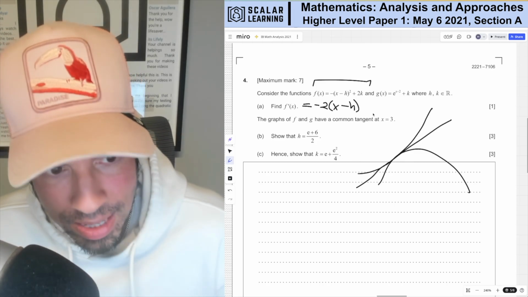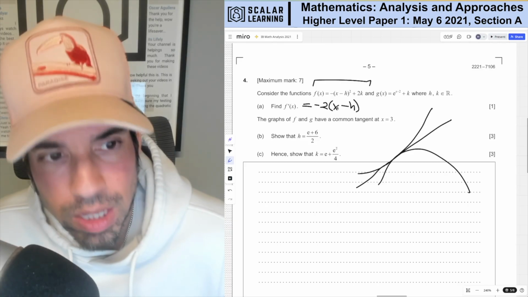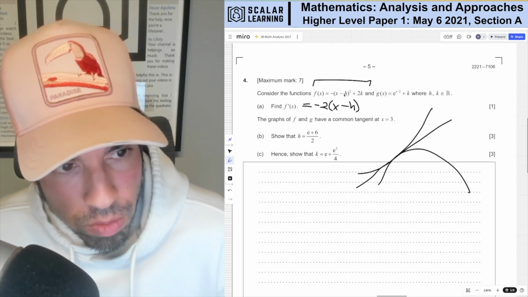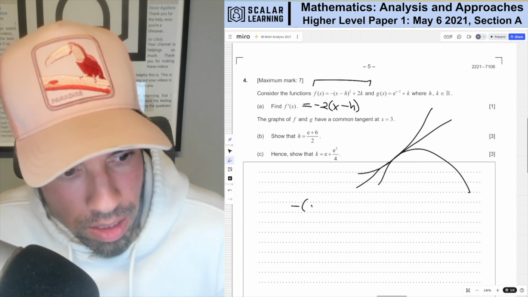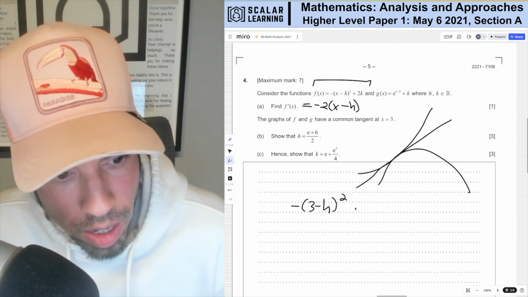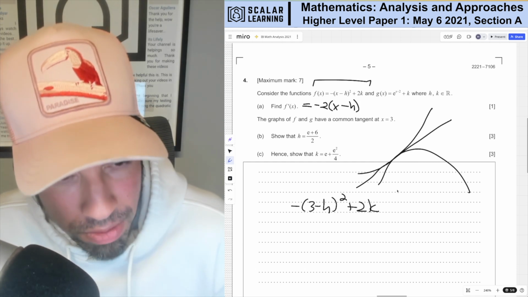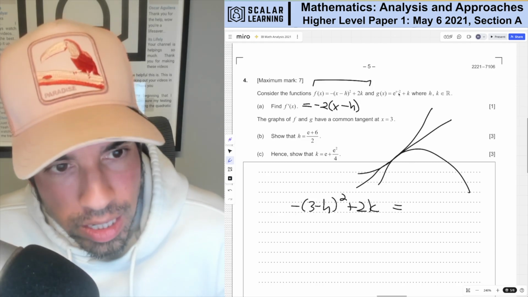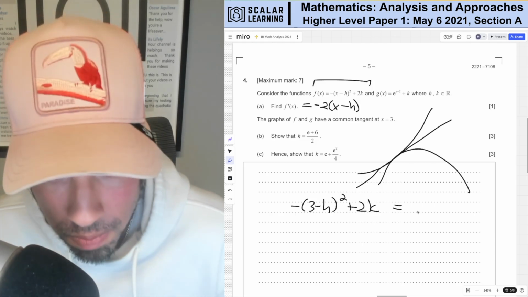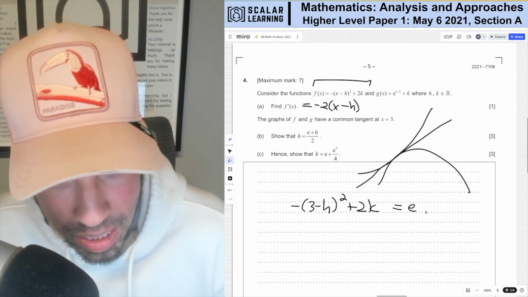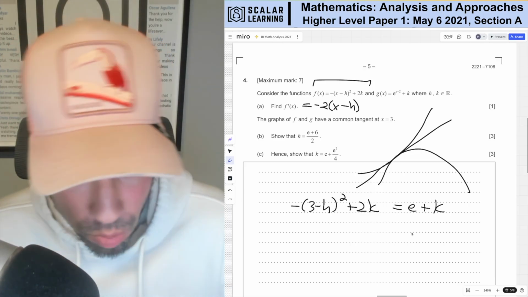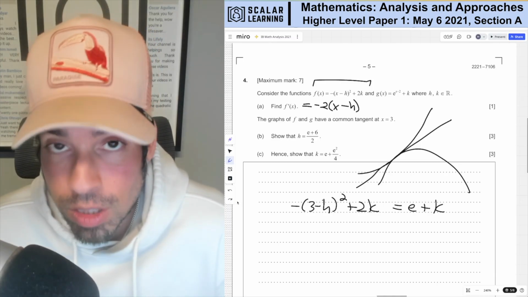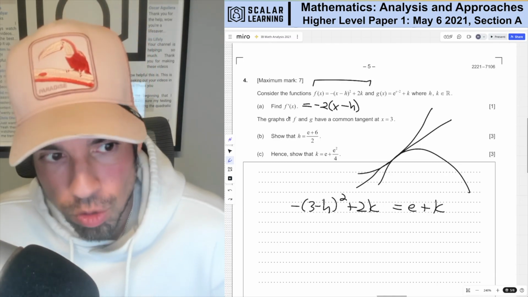The first thing is when x is equal to 3, these two things should be equal to each other. So I'm going to plug 3 into the original functions. So I know that negative 3 minus h squared plus 2k, that's f of x, is going to be equal to g of 3, which is e to the 3 minus 2, which is e to the 1. So that's just e plus k. Okay, so we have one equation with two unknowns. System of equations is what we need, right? Two unknowns, we need two equations.